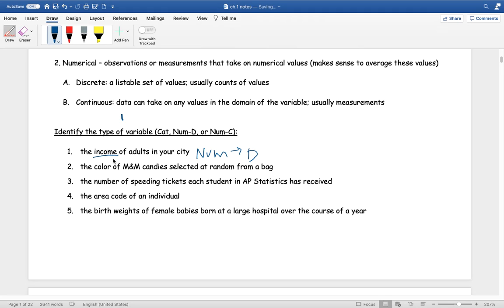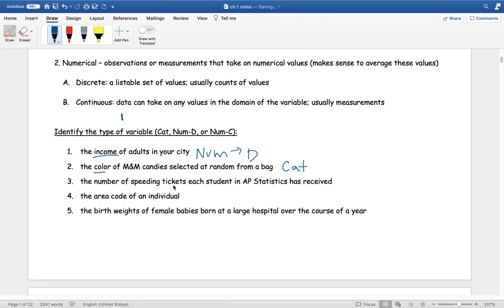I mean, you can't have 0.759 cents. So there is a fixed decimal. So it's count. Number 2, the color of M&M's candy selected at random from a bag. Color is not numerical, so that is categorical.